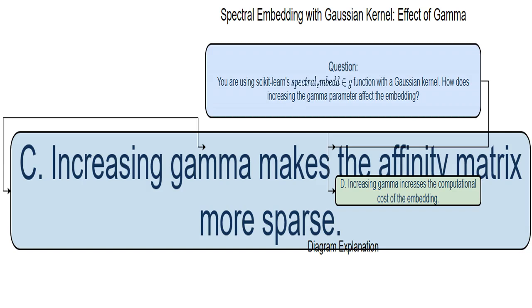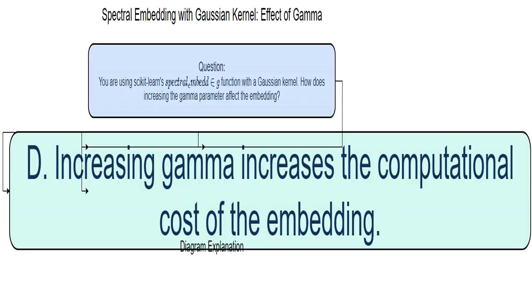Increasing gamma makes the affinity matrix sparser because the similarity between distant data points becomes almost zero. The matrix will have more zeros and fewer non-zero entries. While a sparser matrix might seem computationally cheaper, the increased precision needed to handle the very small values resulting from a high gamma can actually increase computation time. It's a tricky trade-off. I'll help you see this.